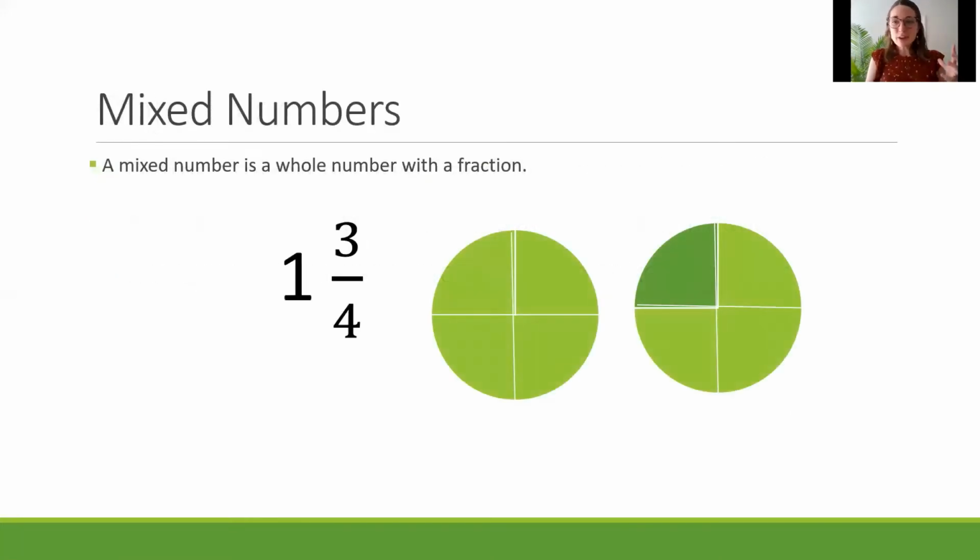All right, so let's define our terms first. Mixed numbers. What this means is it's a whole number with a fraction attached to it. So for example, you'll see here 1 3/4. Well, that would mean we have one whole, like the first circle that you see, all the squares are covered, and then 3/4 of another circle, so 3 out of 4 parts there. It all comes together into 1 3/4.